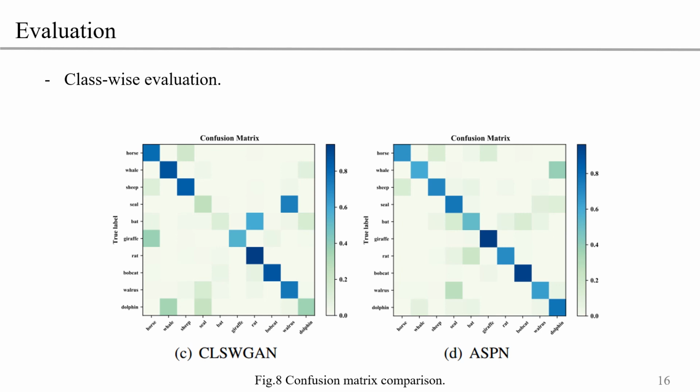More intuitively, we show the confusion matrix comparison for CLSWGAN and ASPN. CLSWGAN tends to recognize seal as walrus in figure C, while ASPN can accurately distinguish these visually similar animals with the help of category attention. The same phenomenon appears in the classification of bat and rat, giraffe and horse, which further proves the effectiveness of the proposed method.